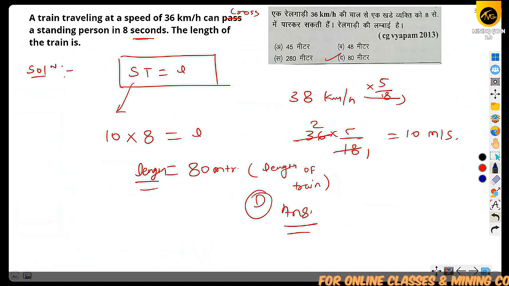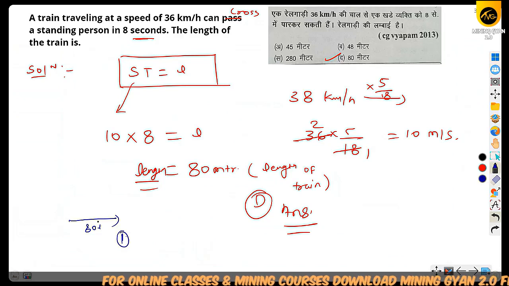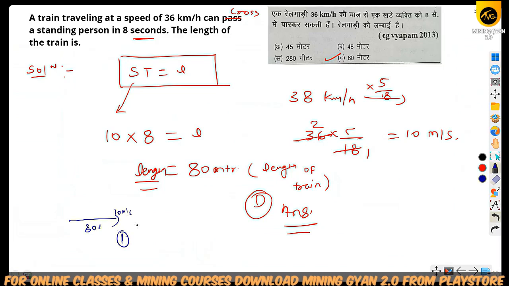Okay, so what is the logic? The length of the train is 80 meters, and the person is standing in any position while the speed of the train is 10 meter per second. So the train will cross this person in 8 seconds.